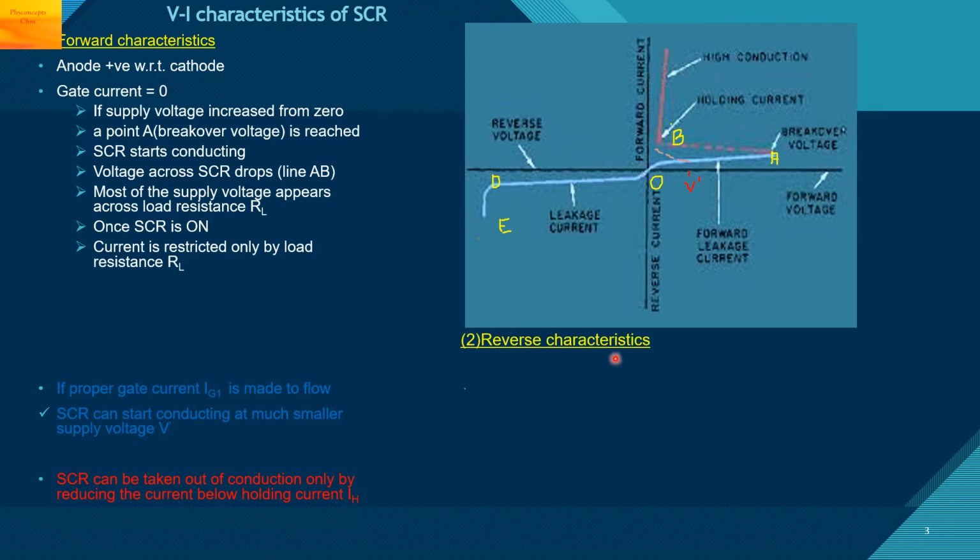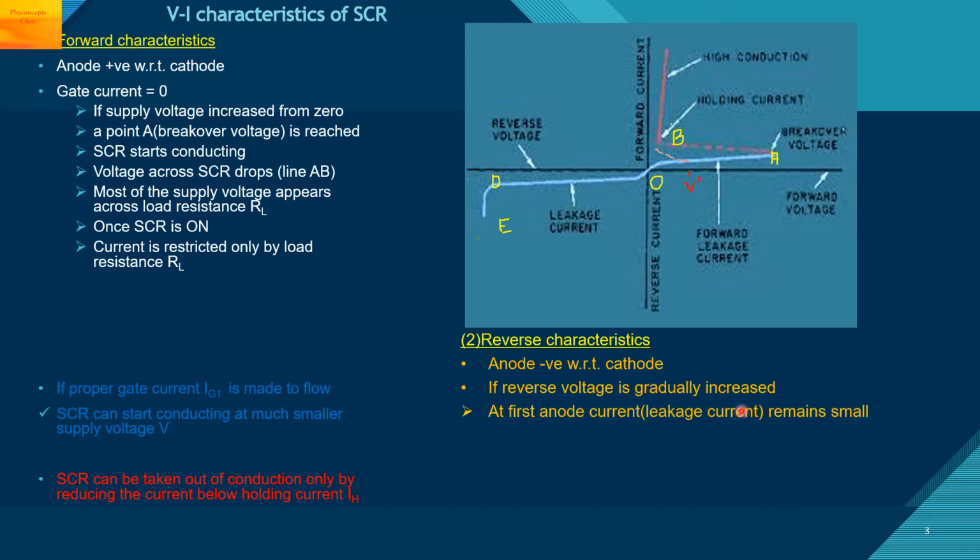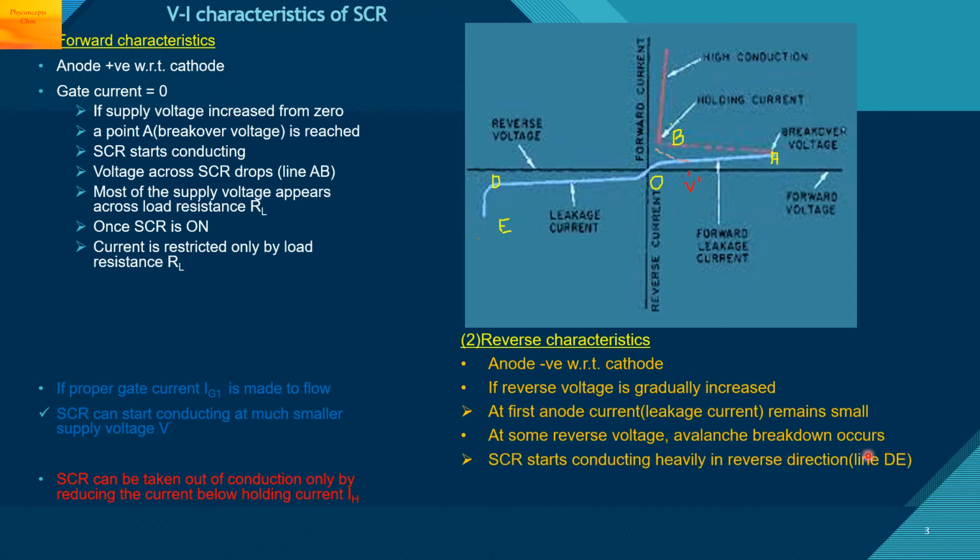Now reverse characteristics, we have to see in this quadrant. Anode is negative with respect to cathode. If the reverse voltage is gradually increased, at first anode current remains small, that is indicated by this curve. At some reverse voltage, avalanche breakdown occurs. The SCR starts conducting heavily in the reverse direction, which is shown as line DE. This voltage is known as the reverse breakdown voltage.